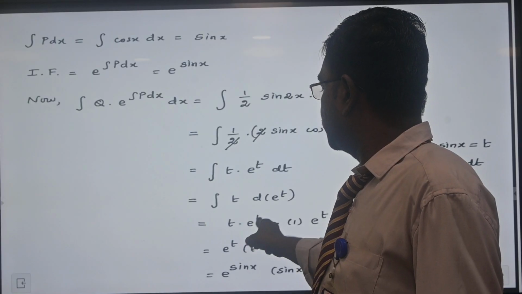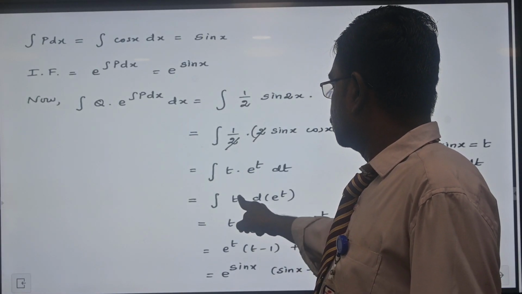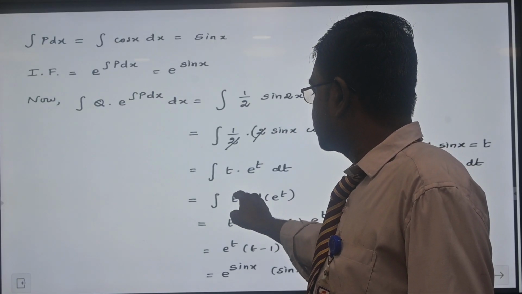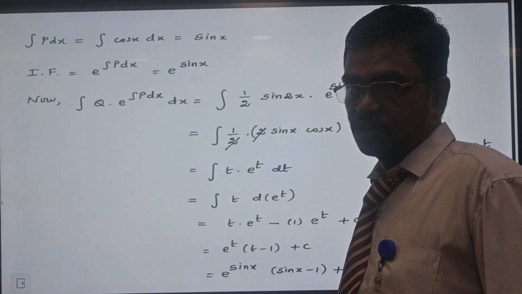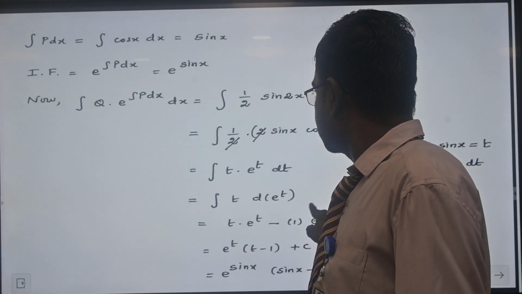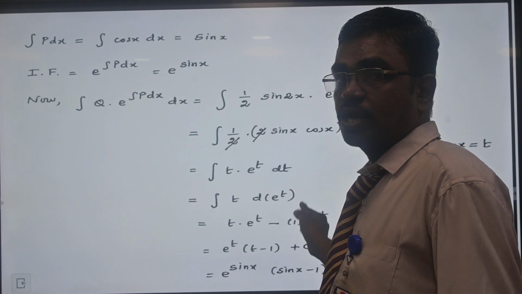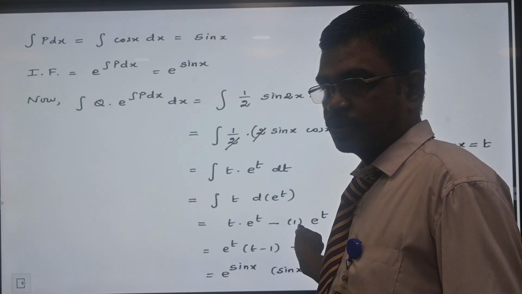Using Bernoulli's formula: uv minus u dash v1. u is t, v is e power t, minus u dash, that is the differentiation of t, which is 1, and v1, that is the integration of e power t, which is e power t. And again the differentiation of 1 is 0. So I will stop here. That is Bernoulli's formula, plus c.